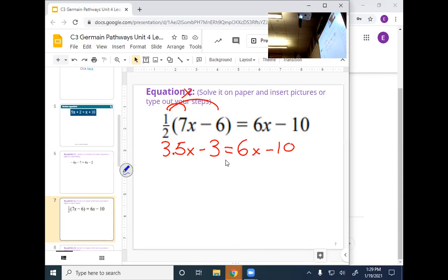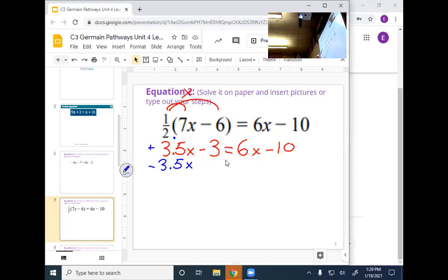Billy? 3.5x. Good, the 3.5x is the smaller one. And I want to move the whole thing together. So that means I can only do addition or subtraction. What does Avery think we have to do? Subtraction, because there is no sign here, so it's a positive. To move it over to the other side, the opposite of positive is minus 3.5x. I subtract 3.5x from my left side.